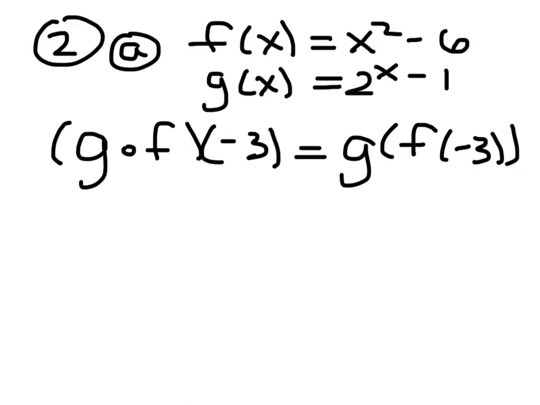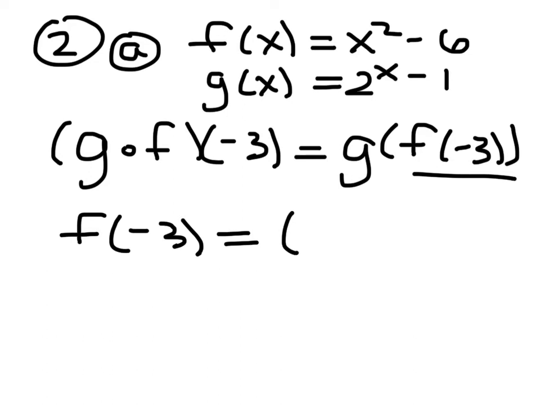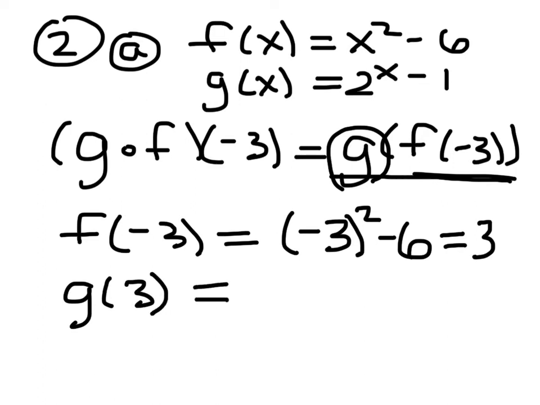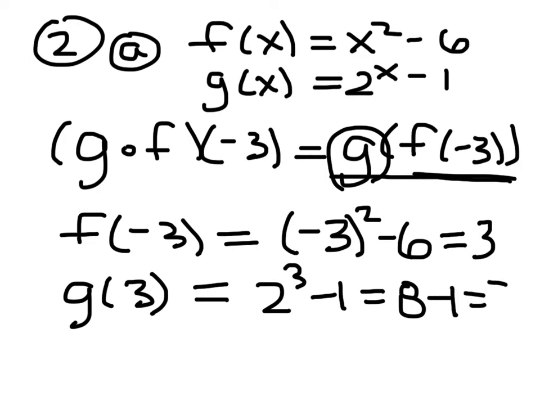To find g of f of negative 3, first I need to find f of negative 3. That would be found by replacing the x in f of x with negative 3. So instead of x squared minus 6, it would be negative 3 squared minus 6, or 9 minus 6, which is 3. Now I need to take that value and put it into g. So I'm finding g of 3, or 2 to the 3 minus 1, or 8 minus 1, which is 7.